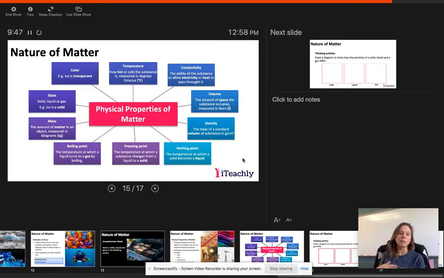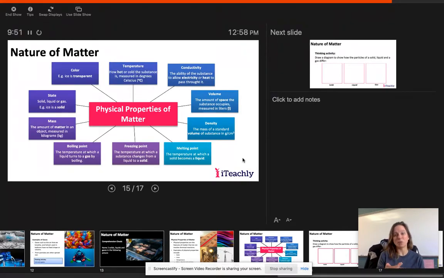So our physical properties that we look at: what color is it? Is it translucent? Is it opaque? What temperature is it a solid at? What temperature is it a liquid at? What temperature is it a gas at? Does it conduct electricity or heat?